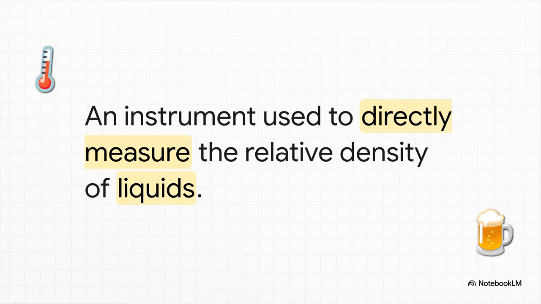Just picture a sealed glass float that's weighted at the bottom. You just place it in a liquid, and how high or low it floats gives you a direct reading of the relative density. It is an incredibly simple but powerful tool that's used for everything from brewing beer to checking the acid in a car battery.